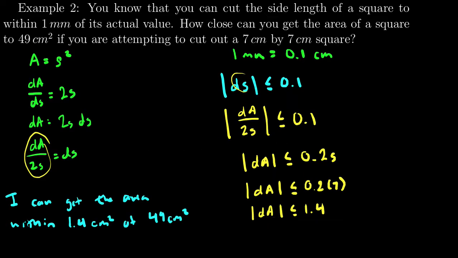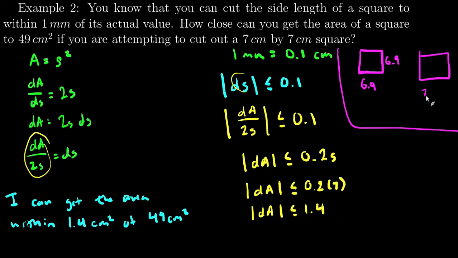Before I go on to the next example, just a little side note. So this is an approximation. Basically, you have two cases. Worst case on each end is being 1 millimeter too short on both sides, so 6.9 by 6.9, or 1 millimeter too large on both sides, 7.1 by 7.1. This one here, I think is going to end up being 1.39 square centimeters too small when I multiply through and get the area. This one's going to be 1.41 square centimeters too big. So you can see this is a very good approximation for what we're looking at here.